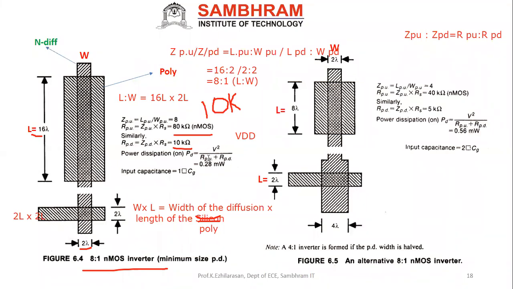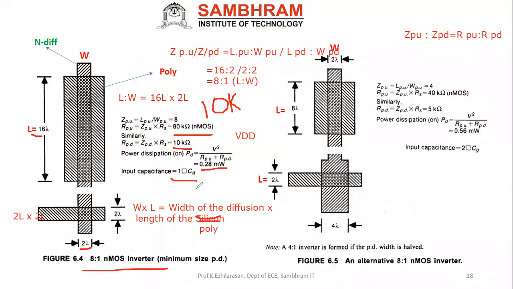So V is VDD. VDD squared by RPU, which is 80 kilo ohm, plus RPD, which is 10 kilo ohm. We need to know the value of V square, correct? The VDD is nothing but 5 volt. You substitute that, 5 square is 25. 25 divided by this value will get us 0.28 milliwatt.